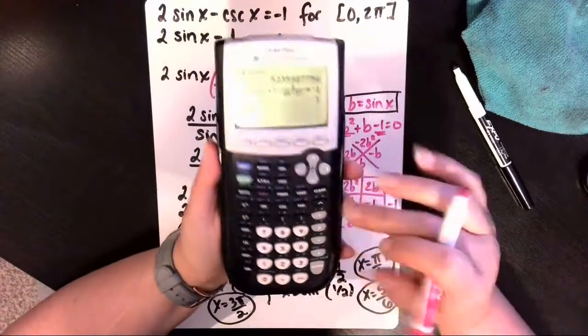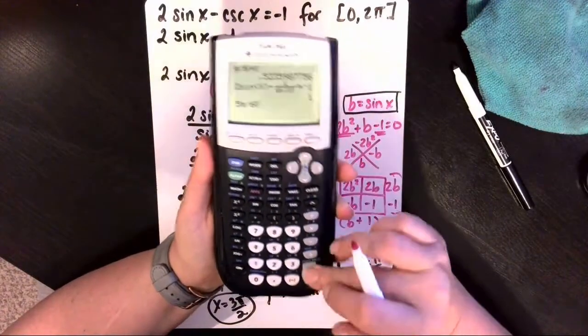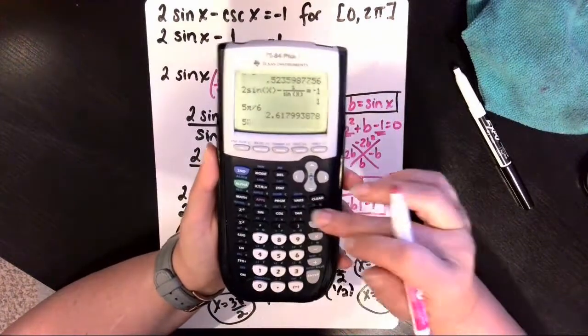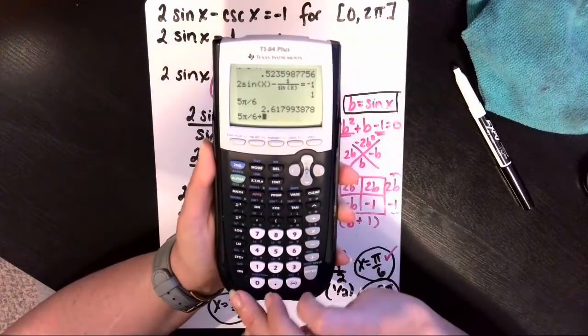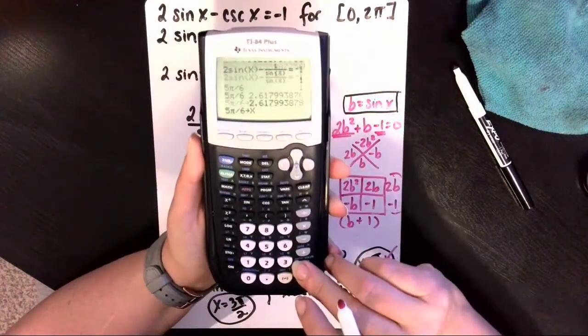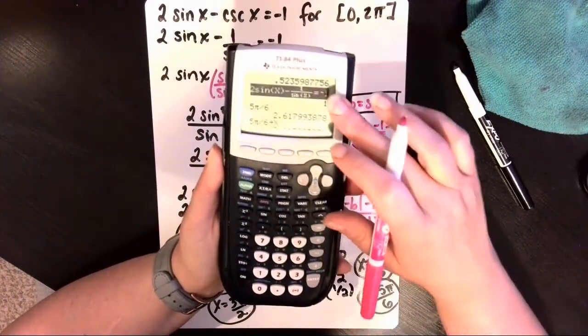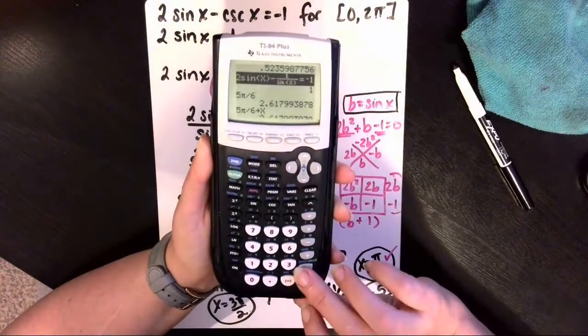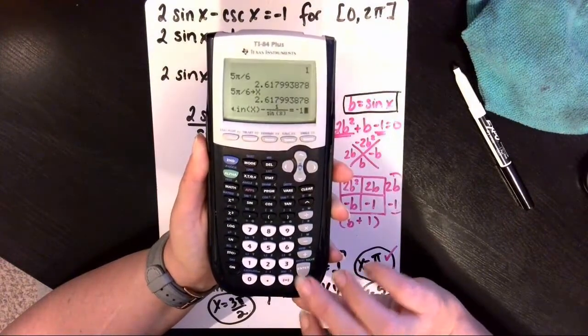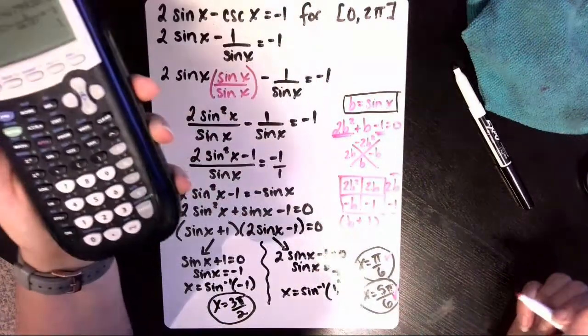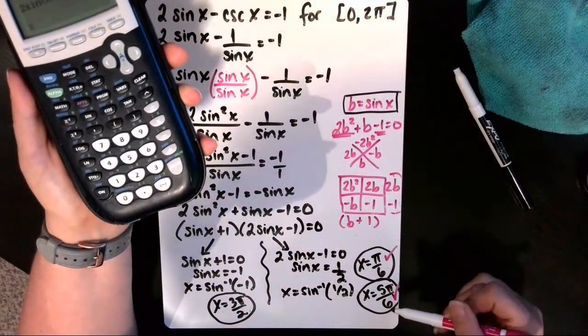So next we're going to check 5 pi over 6. Whoops, forgot to store it. So 5 pi over 6, and then store x, enter. And we're going to arrow up till we find that equation, so we don't have to type the whole thing back in, and press enter, and it copies it for us, and then enter again, and we get a 1. And so 5 pi over 6 also checks.